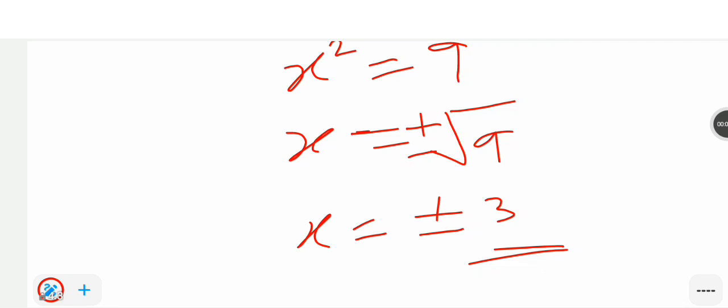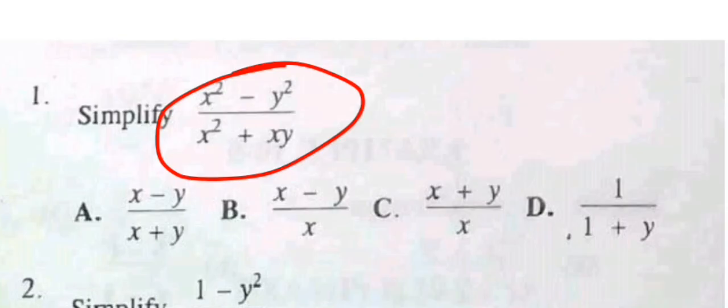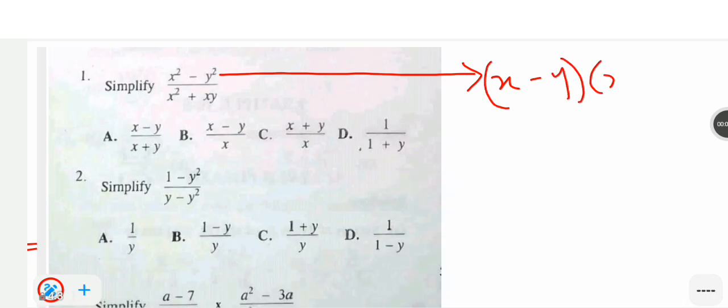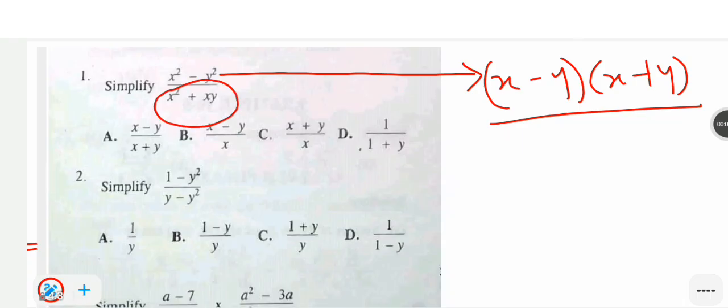So let's take past questions now. We'll be starting with some Jamb past questions here, so follow up as we proceed. The first question is, you have to simplify x squared minus y squared over x squared plus xy. You can see that the top is a difference of 2 squares already, so you just do x minus y, x plus y, then you're dividing by x squared plus xy.